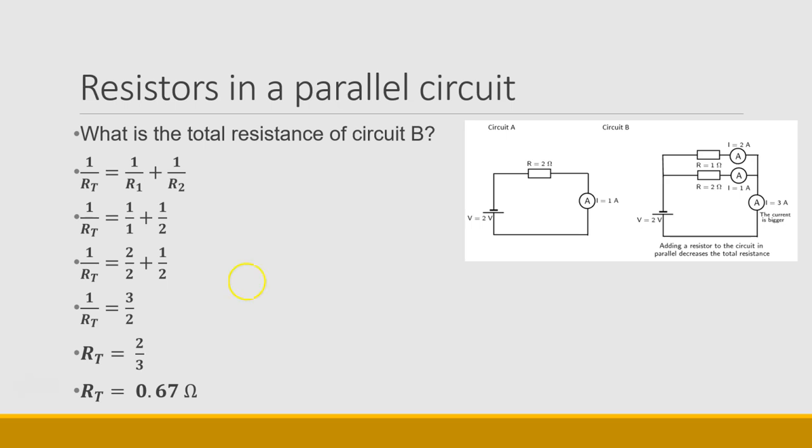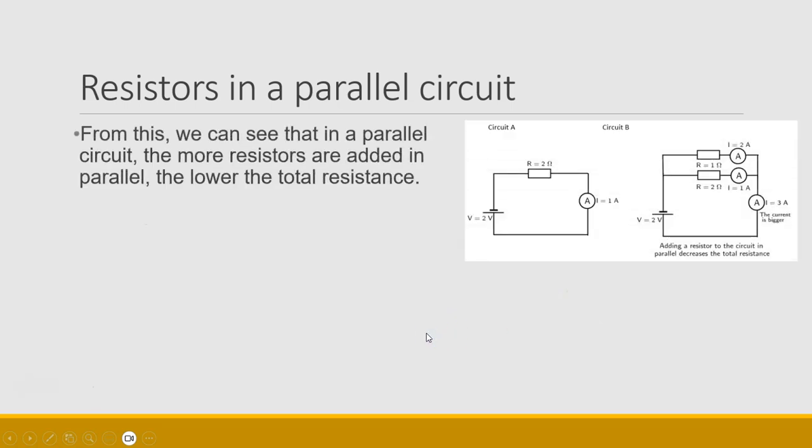0.67 ohms. So in circuit B, the total resistance of a 2 ohm and a 1 ohm resistor connected in parallel is 0.67 ohms. The total resistance of these two resistors is a lower value than the value of the smallest resistor here, which is 1 ohm. So from this, we can see that in a parallel circuit, the more resistors we add in parallel, the lower the total resistance.